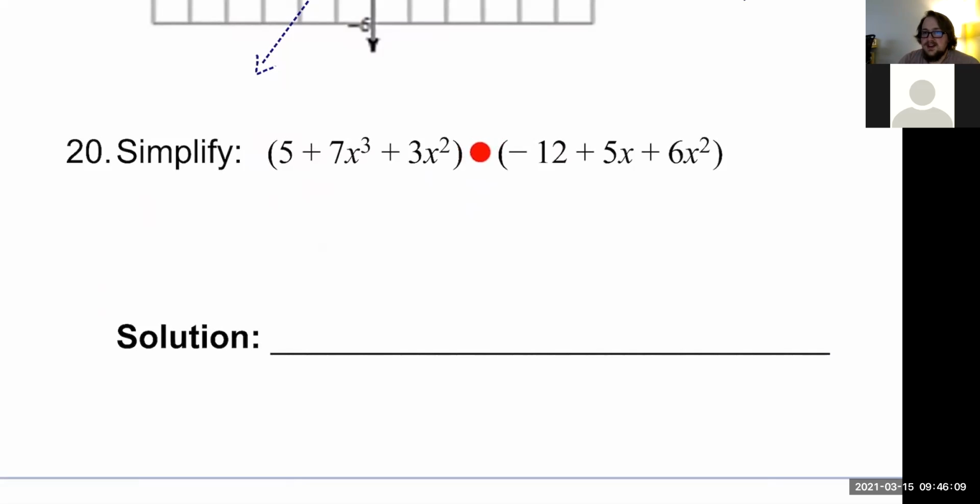And in their head, they imagine that these two trinomials are being multiplied. So they set up a 3x3 box, they fill it in, it looks great, it looks fantastic, but that is not what we're doing here. We are not multiplying these trinomials, we are subtracting.